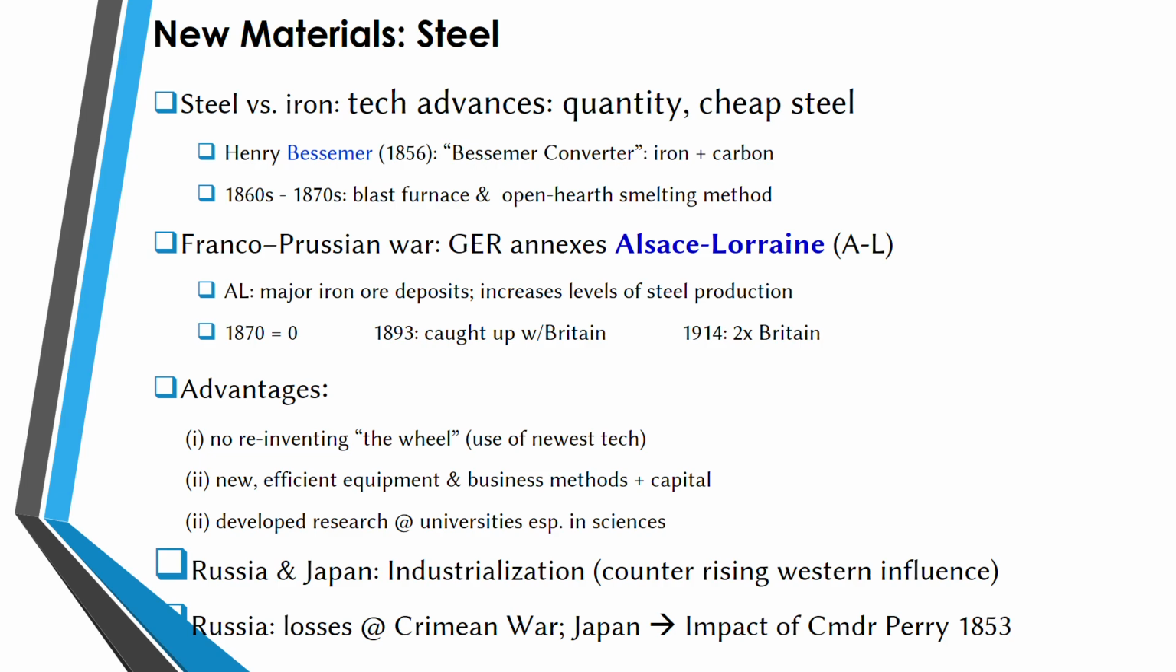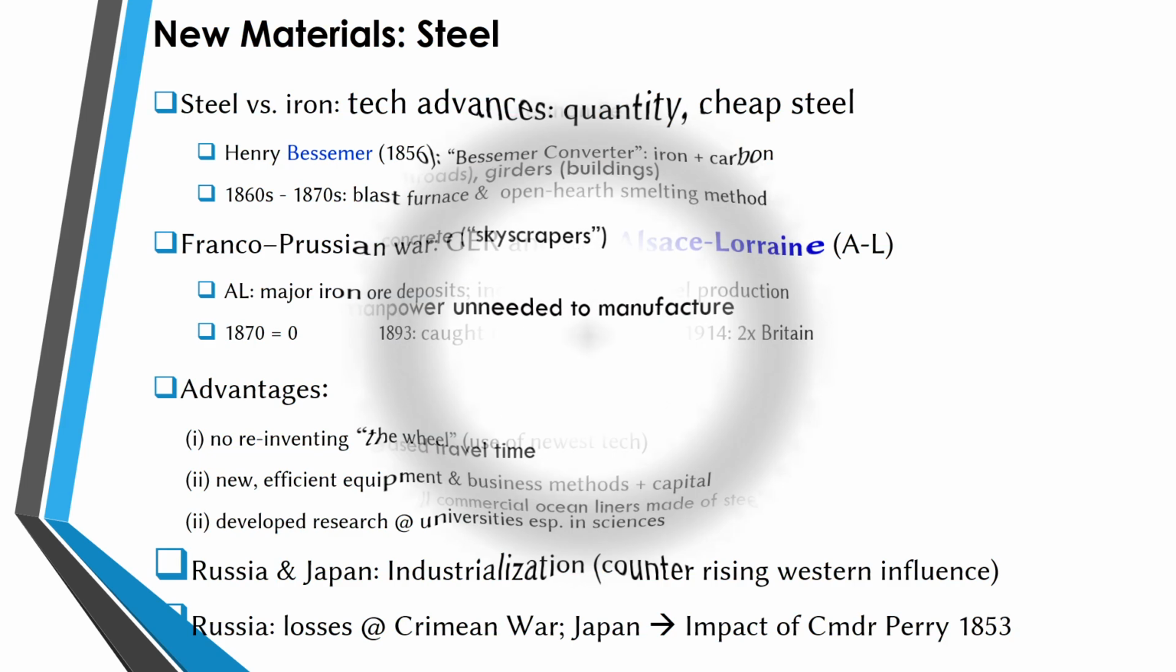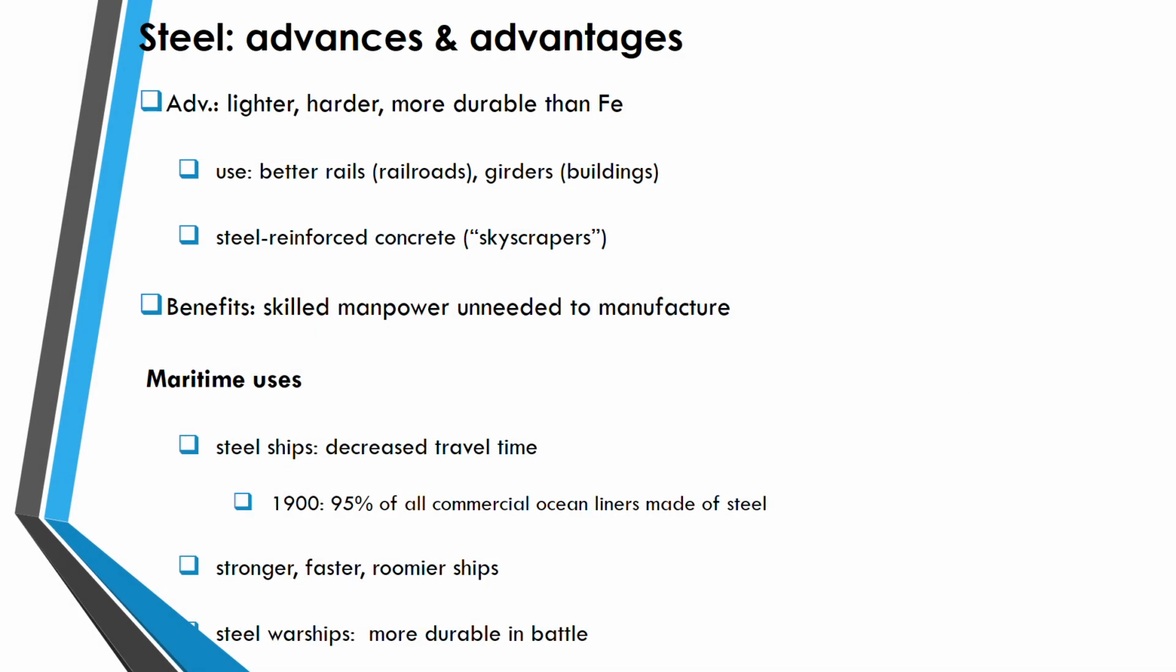So some of the late adopters of technology were fortunate because they did not have to reinvent the wheel. For example, Germany was one of these. They didn't really need to reinvent the wheel. And these are some of the advantages of steel. It's lighter, it's harder, it's more durable than iron. And so it was used to create better railroads, skyscrapers. Anyone know where the first skyscraper was built and when?